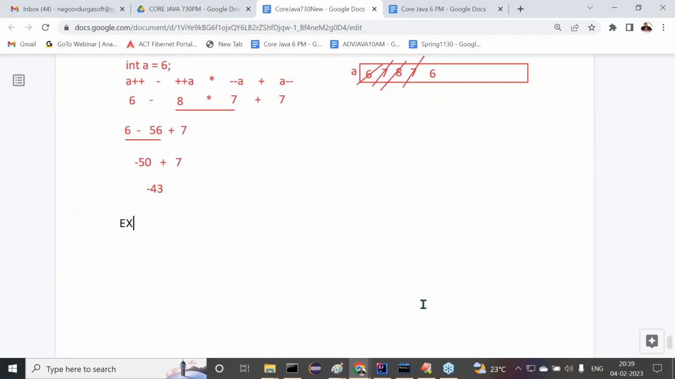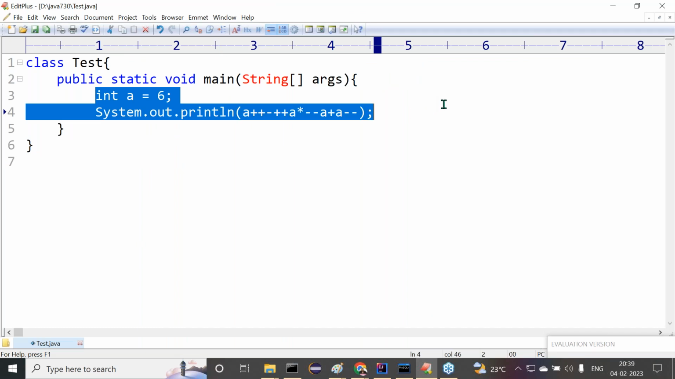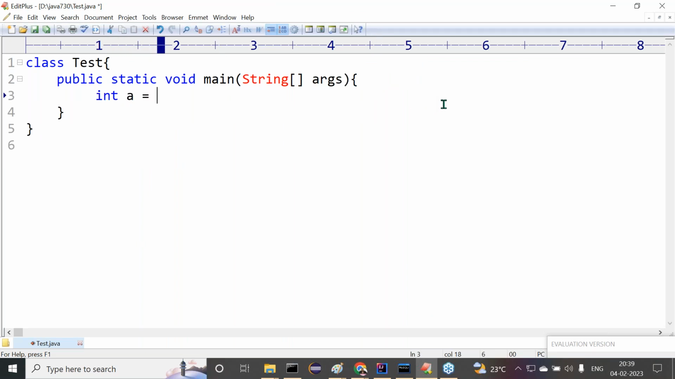That's okay, fine. Next example, try to complete it. int a is equal to 5. System.out.println of minus minus a star a minus minus plus minus minus k star plus plus k, in parentheses.